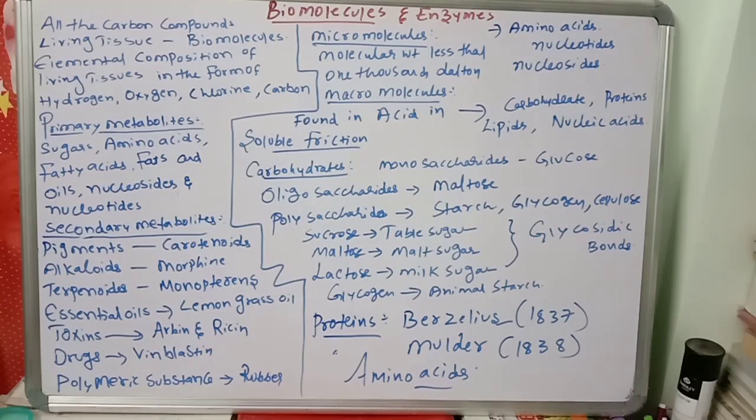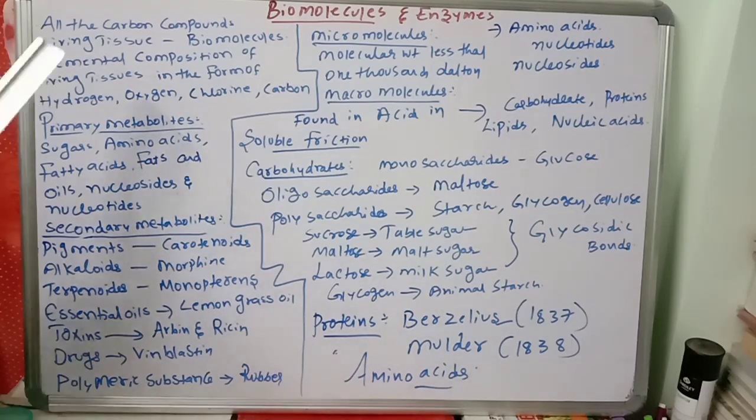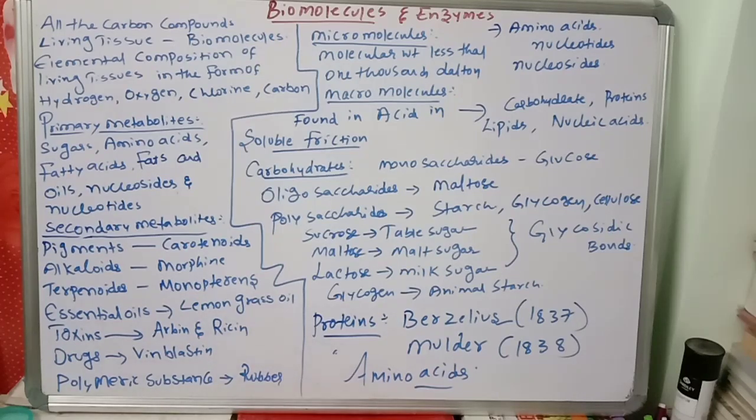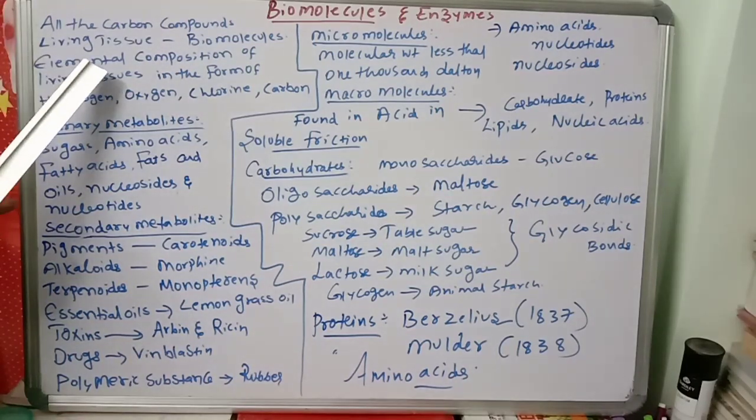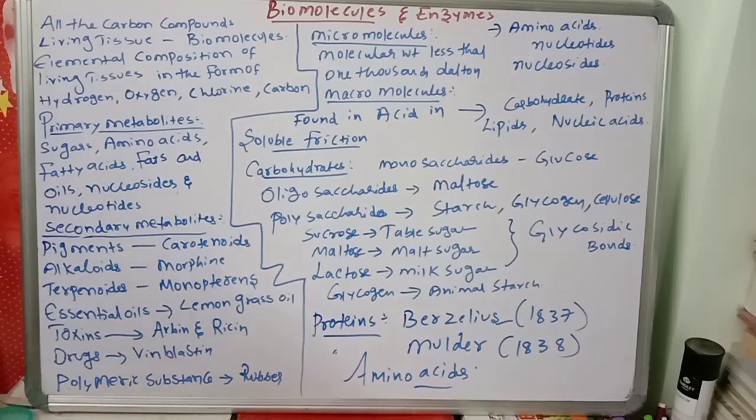Yesterday we discussed the molecules which are present in living organisms. Molecules in our living beings are called biomolecules. For example, here is the definition: all the carbon compounds present in the living tissues are called biomolecules. Examples of biomolecules: carbohydrates, proteins, and lipids. Even elements are there, so elemental composition will also be there in the living bodies.